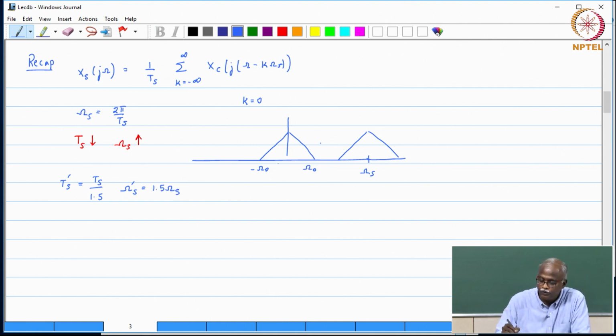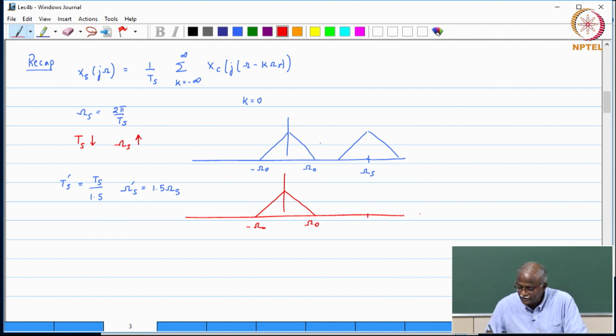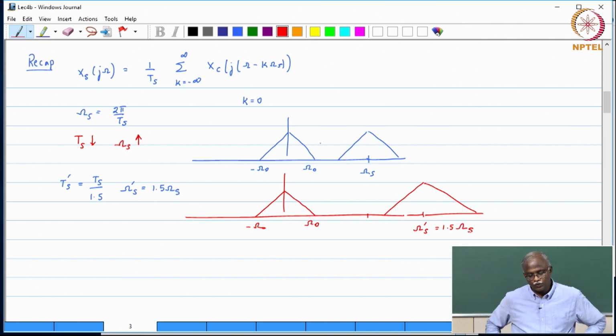So, the new version that we will get in terms of the spectral representation is the original spectrum from minus omega naught to omega naught. Now instead of omega s, it will go to 1.5 times omega s. So, basically the copies of the spectrum now become shifted apart. This is omega s dash, equal to 1.5 times omega s. Okay. So, this is the underlying process, again being able to quickly relate what is happening in the time domain to what is happening in the frequency domain, very important.